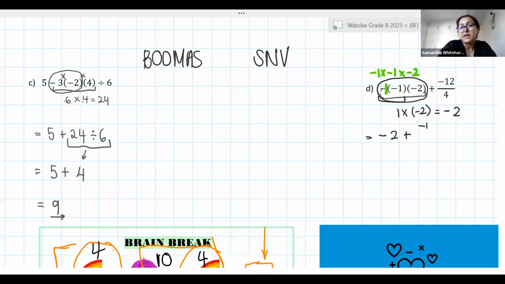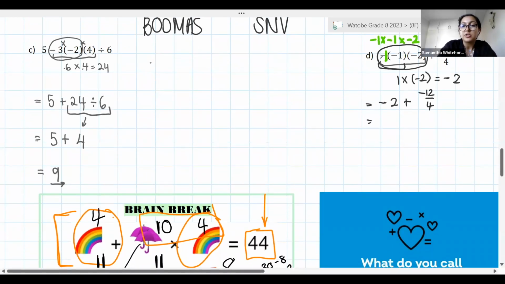Plus my fraction of -12 over 4. Now I want to deal with the division step. So I go to my fraction, a negative divided by a positive, we know is a negative. And 12 divided by 4 is 3. So I've got -3. So I've got -2, -3, which means I can deal with my subtraction as my last step to get -5.